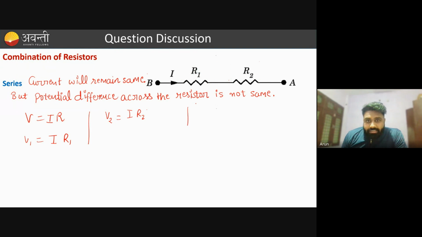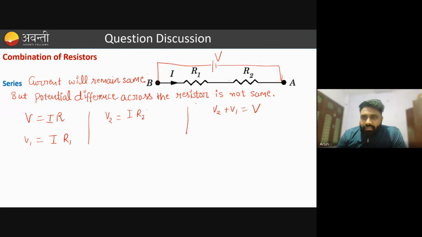We know that the total potential across A and B will be V. Let's say a V voltage battery we have applied across it, and the potential difference across R1 is V1, potential difference across R2 is V2. So we know that V1 plus V2 equals capital V. The voltage that we have supplied is the total voltage V. The sum of the voltage across R1 and across R2 will be V. If we put the values of V1 and V2, it becomes IR1 plus IR2, and we can write it as I into R equivalent.